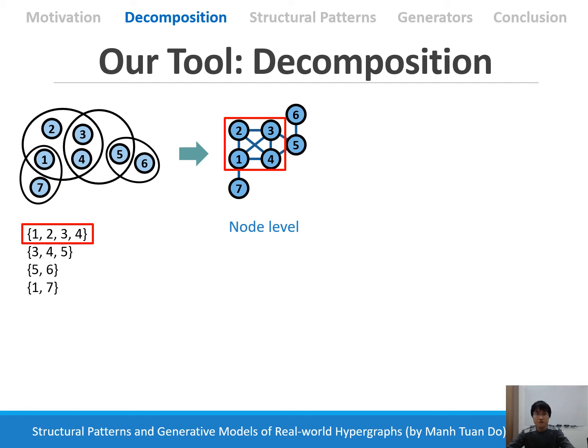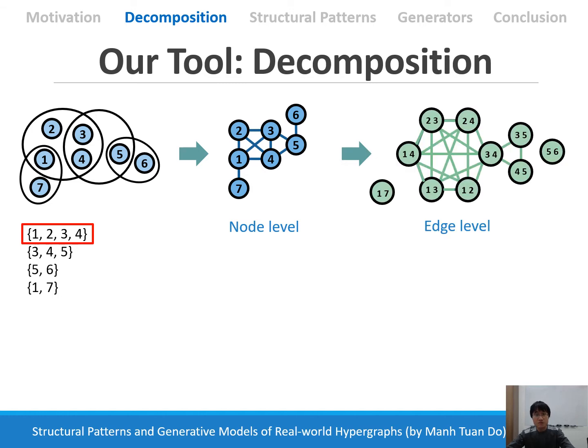In order to reveal higher order level interactions, we also introduce the edge level decomposition, in which each node represents a subset of 2 nodes. And similarly, for 2 nodes, if the union is involved in a hyperedge, then the 2 nodes representing the 2 subsets will be connected. So the hyperedge {1, 2, 3, 4} will result in a clique of size 6 involving 6 nodes: {1, 2}, {1, 3}, {1, 4}, {2, 3}, {2, 4}, and {3, 4}.